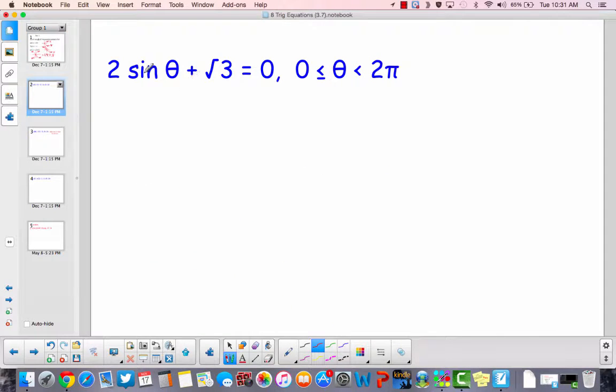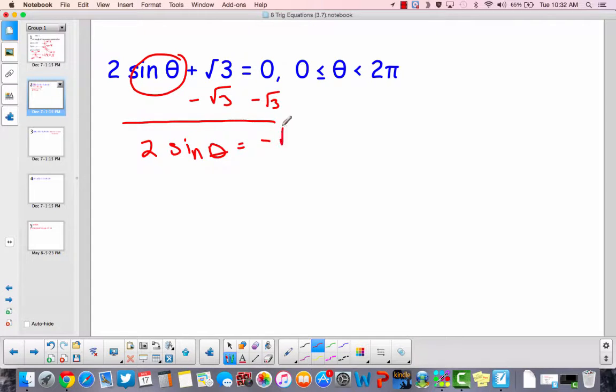And we have this equation, 2 sine theta plus the square root of 3 equals 0. We want to get sine of theta by itself. So the first thing I'm going to do is subtract the square root of 3. And I get 2 sine theta equals negative square root of 3. Then I'm going to divide both sides by 2. So I get the sine of theta equals negative square root of 3 over 2.